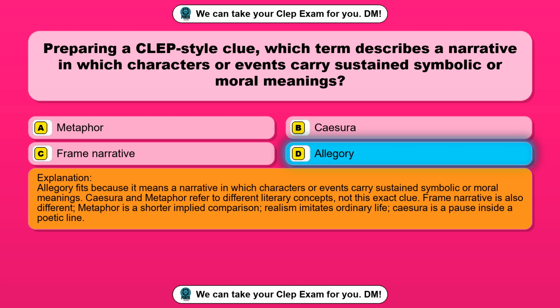Caesura and metaphor refer to different literary concepts, not this exact clue. Frame narrative is also different. Metaphor is a shorter implied comparison. Realism imitates ordinary life. Caesura is a pause inside a poetic line.